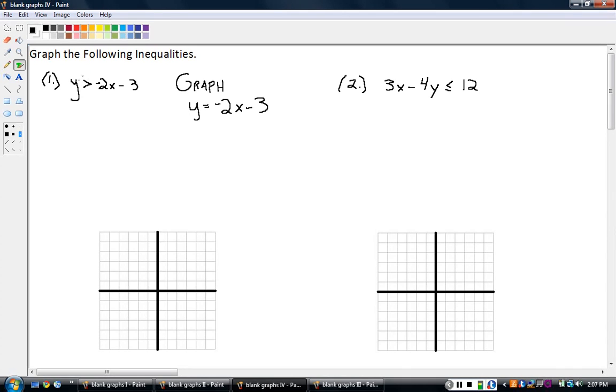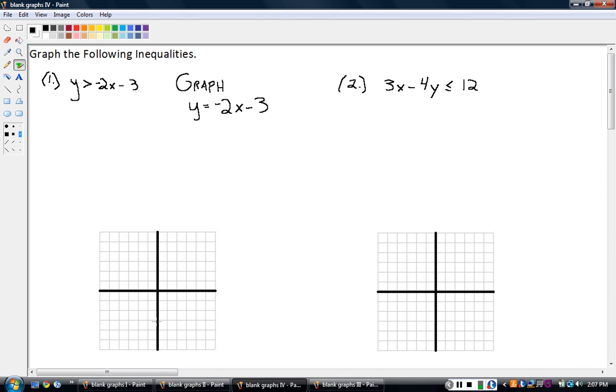So anytime we see just the greater than or less than symbol without the equal to bar underneath, we'll draw a dotted line to indicate that line's not included. So graph the line y equals negative 2x minus 3 using a dotted line because the line's not actually included. It's just everything greater than that. Okay, so let's see if that makes sense.